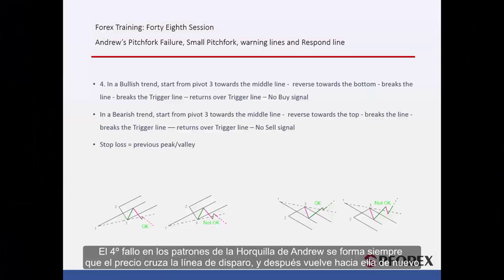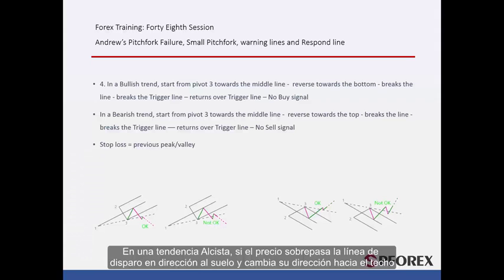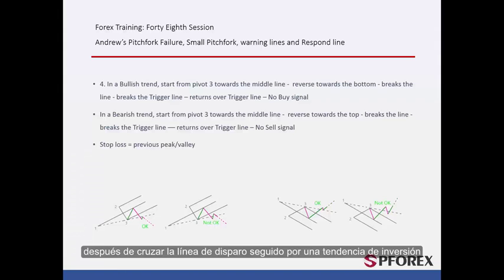The fourth failure on Andrew's pitchfork patterns forms whenever price crosses a trigger line, then returns to it. In a bullish trend, if a price passes the trigger line towards the bottom and it reverses its direction towards the top after crossing the trigger line, followed by a reversal trend, even if the price declines lower than the trigger line, then a sell signal would not be valid anymore.